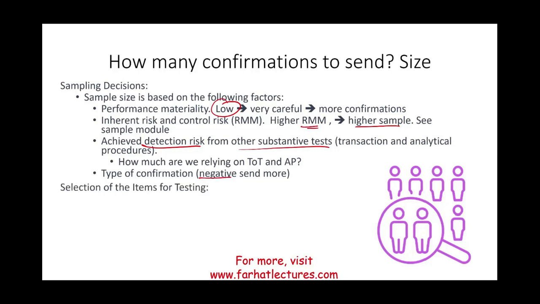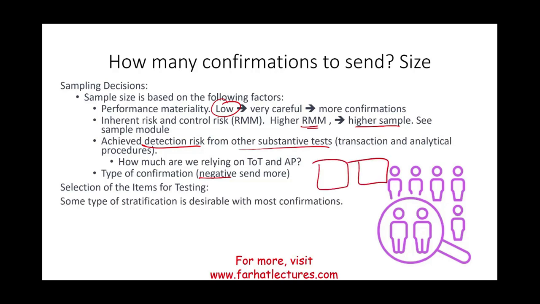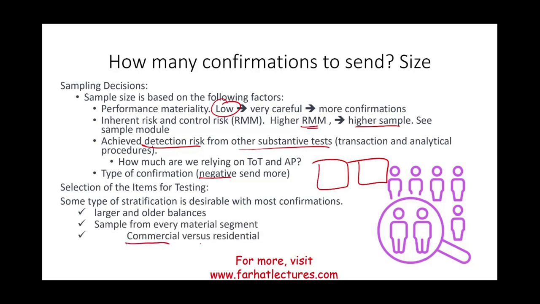Okay. Also, when you select the items, sometimes you might have to stratify the desirable confirmations. Stratify means putting different accounts receivable in different groups, usually by dollar amount, and choosing the larger receivables and the ones with older balances. You can select those. And if you have different segments for a business, for example, a commercial division with commercial customers and residential customers, well, sample from every material segment. This is how you will do it. Again, at the end of the day, it's a judgment. We talked about sampling in the sampling lecture, but it follows the same concept.